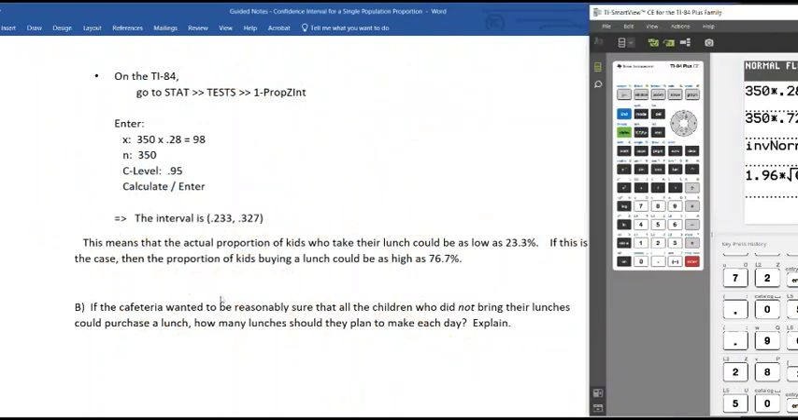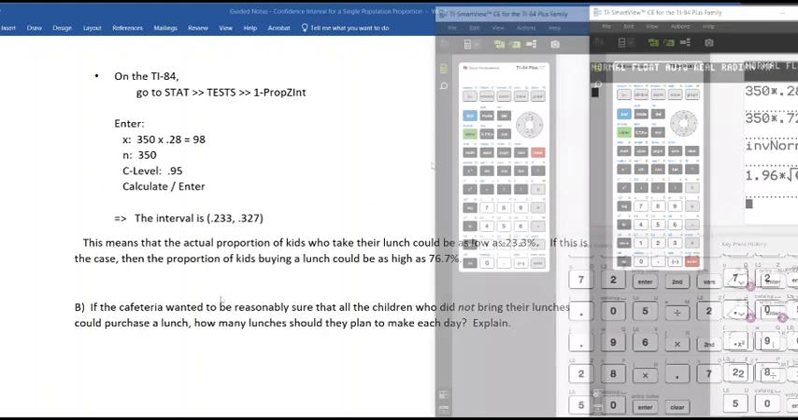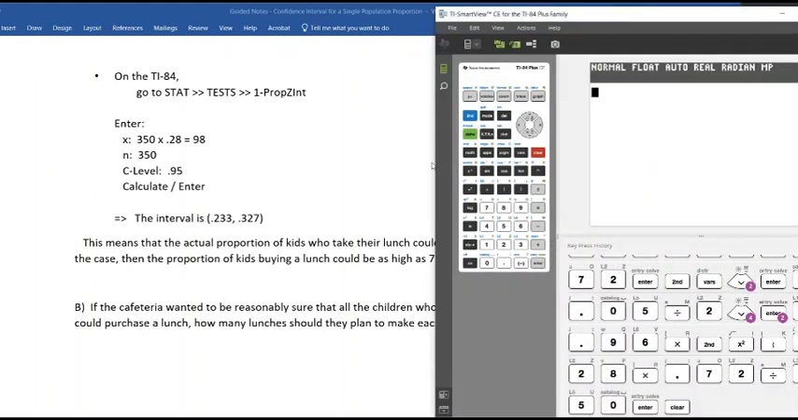Let's see how we do this problem using the calculator. Here are the steps for doing this problem using the calculator. We will simply follow the instructions. First of all, find the one prop z interval. This is again an interval for proportion. It's under test. And then enter the values. Now here is the catch. They will ask you to enter x, which is the number of successes. We know that x equals n times p hat. And then you have to plug in n and so on. And then you will find the answer.